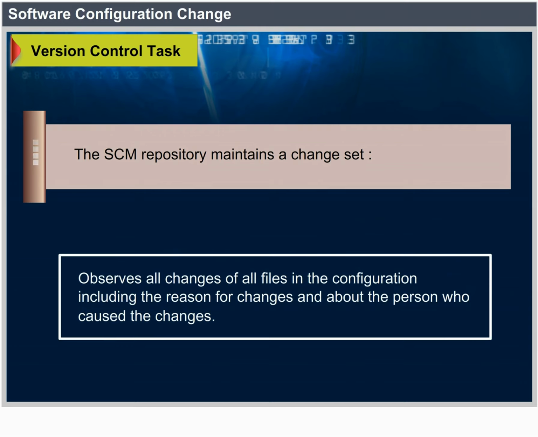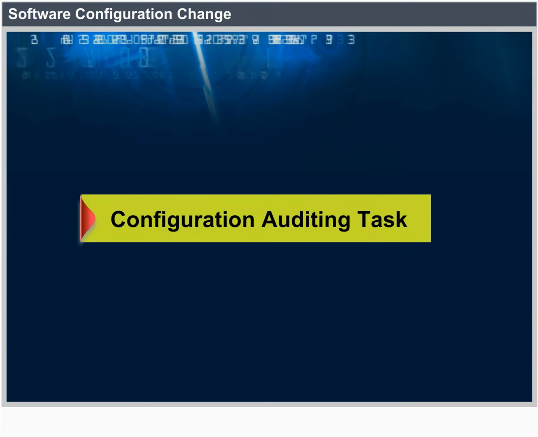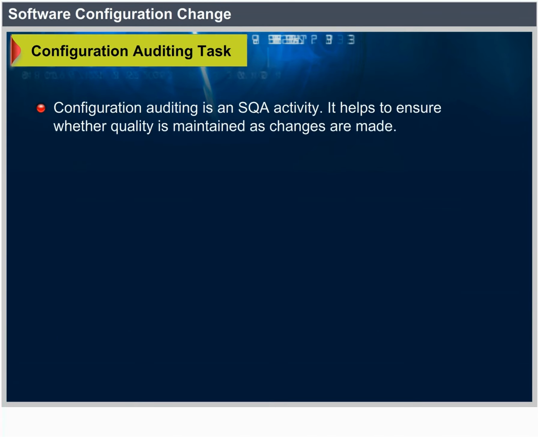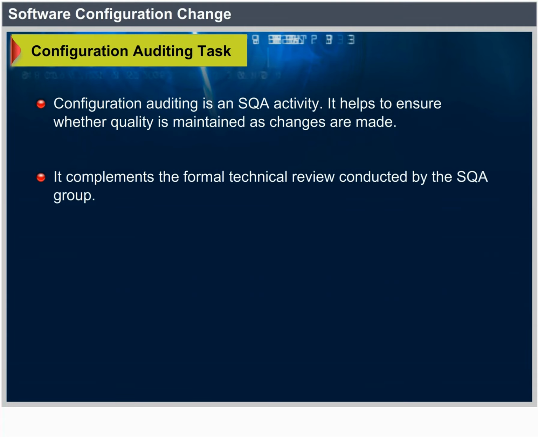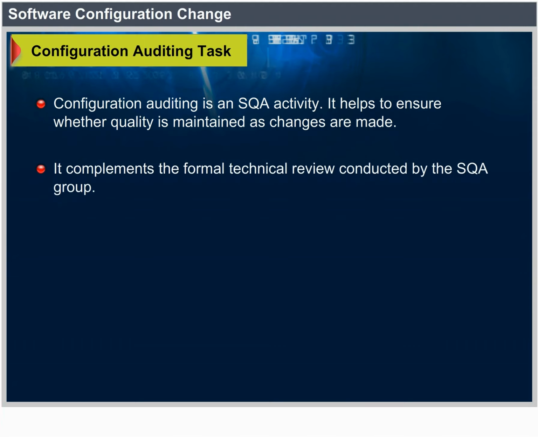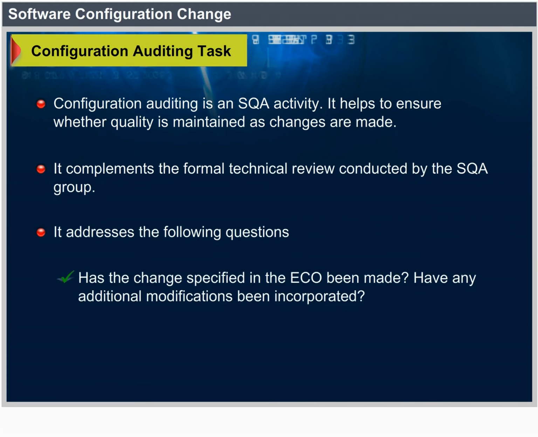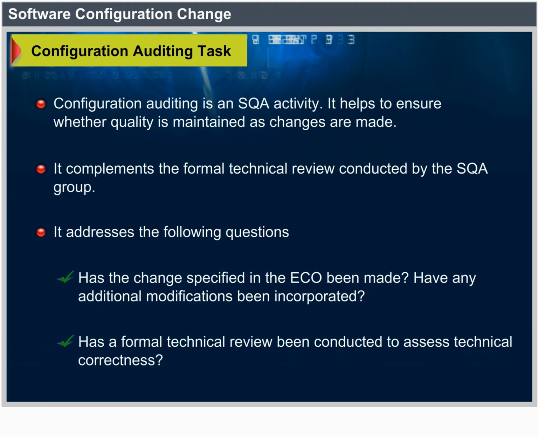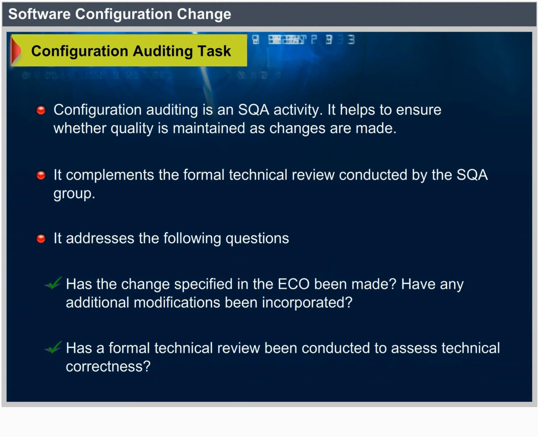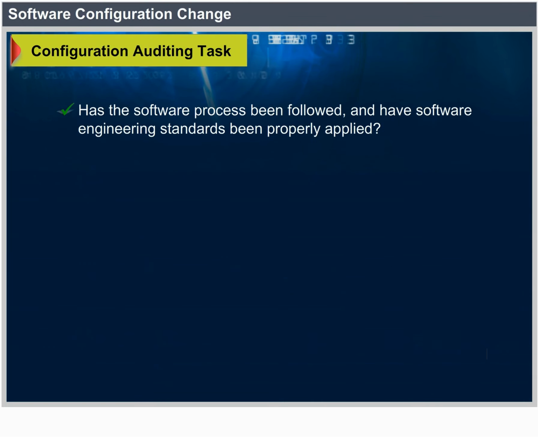Configuration auditing task. Configuration auditing is an SQA activity that helps to ensure that quality is maintained as changes are made. It complements the formal technical review and is conducted by the SQA group. It addresses the following questions. Has the change specified in the ECO been made? Have any additional modifications been incorporated? Has a formal technical review been conducted to assess technical correctness? Has the software process been followed, and have software engineering standards been properly applied?